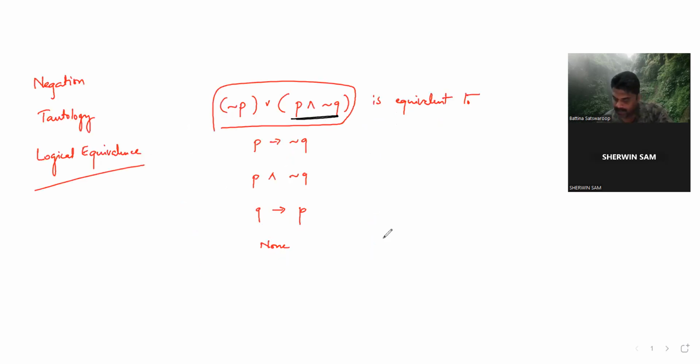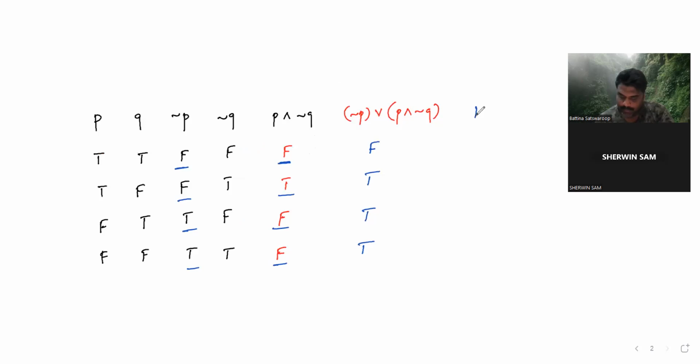Now you have some options over here, right? Take one by one option, sir. Take P implies negation of Q. So what do you mean by P implies negation of Q? You know the implication rule.